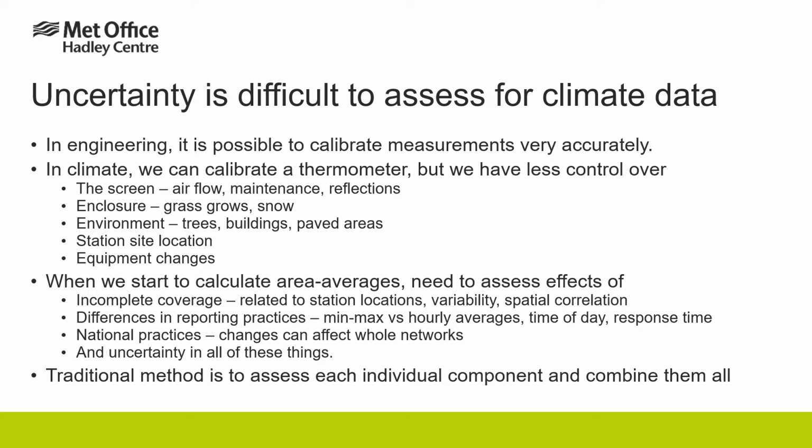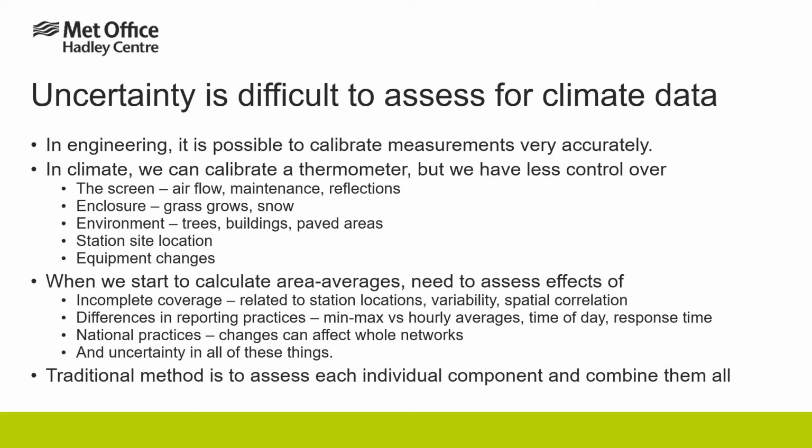So, for example, the screen in which the thermometer is found can be affected by the airflow, the maintenance state of the screen, reflections from the surrounding environment shining up through the slatted sides of the screen. The enclosure in which the screen is located can also have an effect on the measured temperature. For example, grass can grow, affecting the local environment. You might have snow on the ground, which can reflect light onto the thermometer itself if you're unlucky. And then the wider environment around the enclosure, for example, trees, buildings, paved areas that might get built close to the enclosure, can affect the measured temperature.